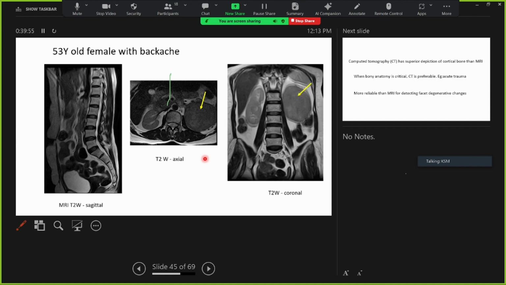So this is very important. We have to look not only at the spine but also at the adjacent structures. So this is the patient, and the backache was not caused by the nerve root or a spinal problem.